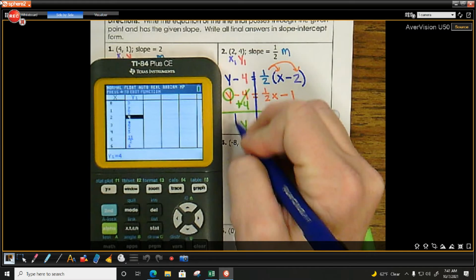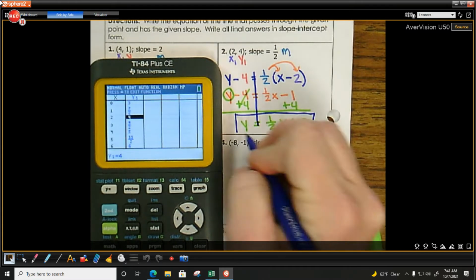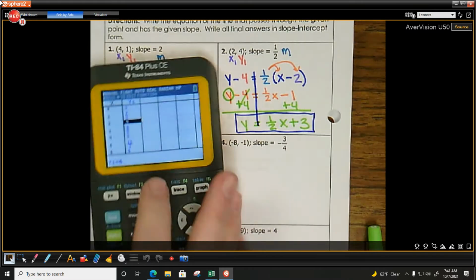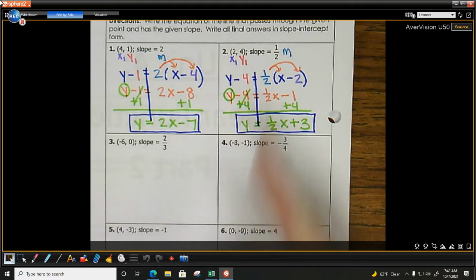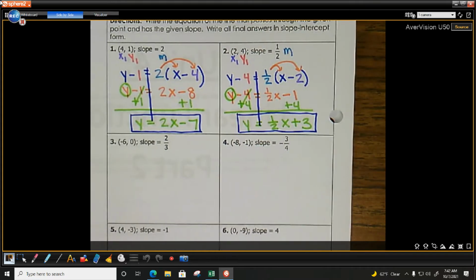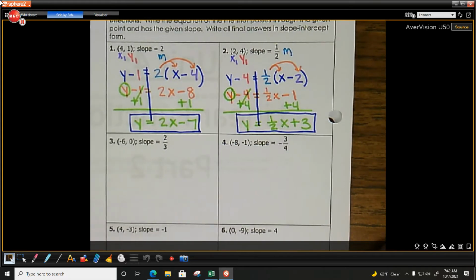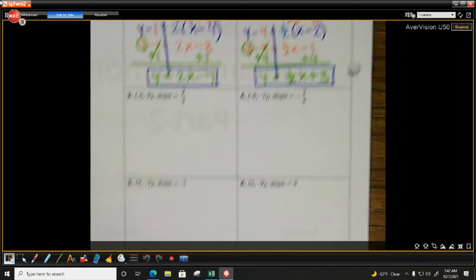Why are we not really graphing these right now, guys? Do you see any graphs? It's not asking us to graph anything, okay? The table is what's going to help us make sure that the point they gave us is actually a point on the line, okay? We good? Okay, let's try number 3.